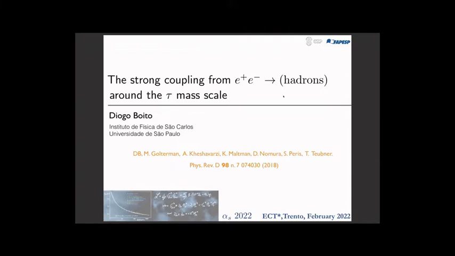So this work has been published in 2018, essentially. So there will be some discussion of what might have changed, but not much changed. So this was done in collaboration with Maarten Golterman, with Keshavarzi, Maltman, Nomura, Peris, and Toivonen.